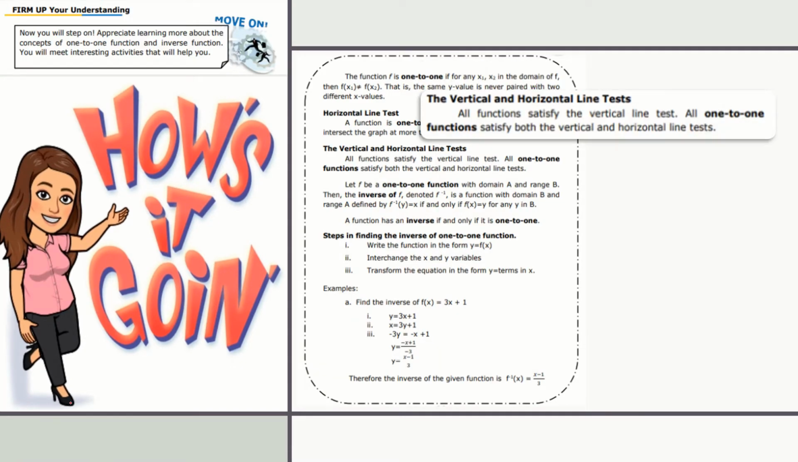The vertical and horizontal line test. All functions satisfy the vertical line test. We have discussed that in Module 1. All one-to-one functions satisfy both the vertical and horizontal line test.